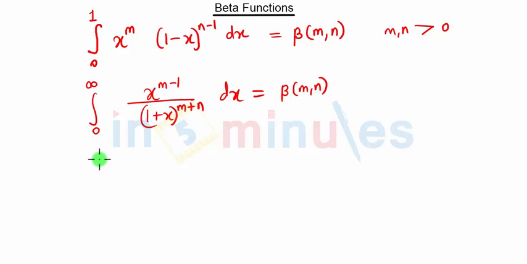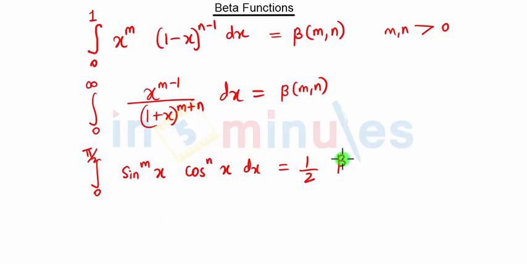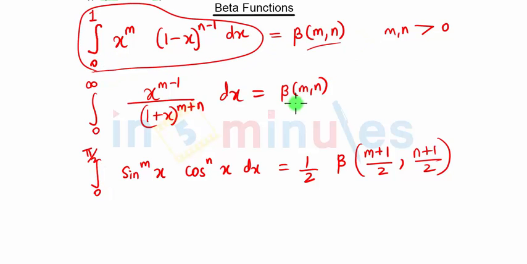Also we have another, third type of beta function, that is integration from 0 to pi by 2 of sine raised to m x, cos raised to n x, into dx. Then this is nothing but half beta of (m plus 1) upon 2 comma (n plus 1) upon 2. So these are the basic three representations of beta functions. We can make our equation in this form and we can write these terms.